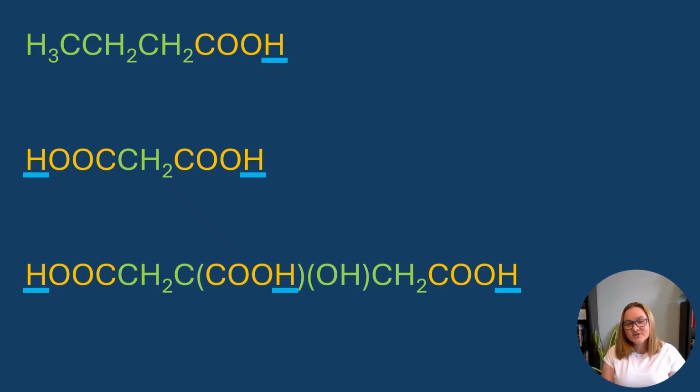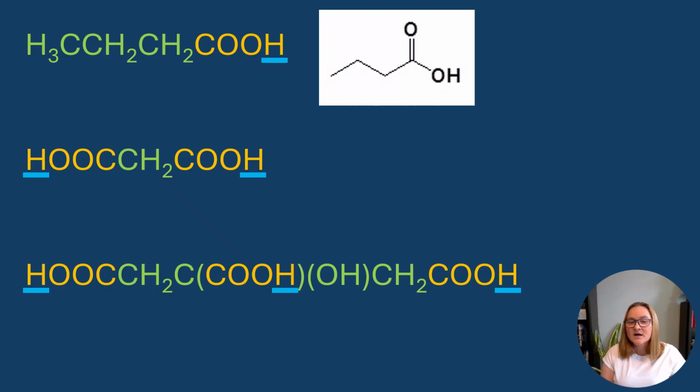Let's look at the line structure for butyric acid, our monoprotic example. Do not worry about reading the entire structure right now.